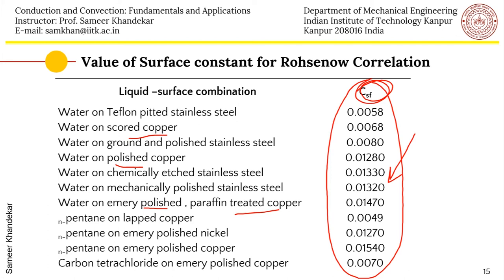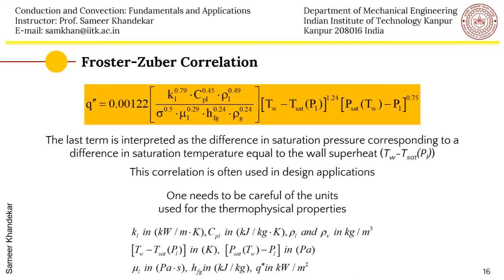Later on, of course, many other improvements in the original Rosenau model were brought in, because in the Rosenau model, the pressure doesn't play a role. But as we know, if you do pool boiling at higher pressures or lower pressures, the heat transfer coefficients are different. And therefore, in the Forster-Zuber correlation, which you can see on your screen, the last term is interpreted as a difference in saturation pressure corresponding to a difference in saturation temperature equal to the wall superheat. So the pressure dependency was brought into pool boiling correlations, and this Zuber correlation is quite often used in design applications because it fits the data pretty well.